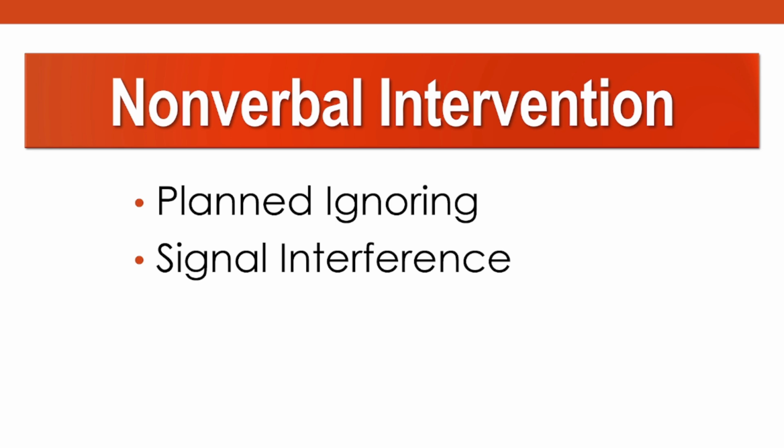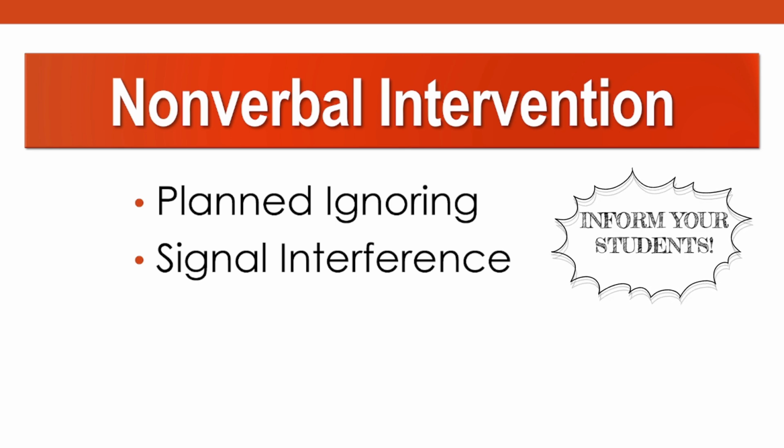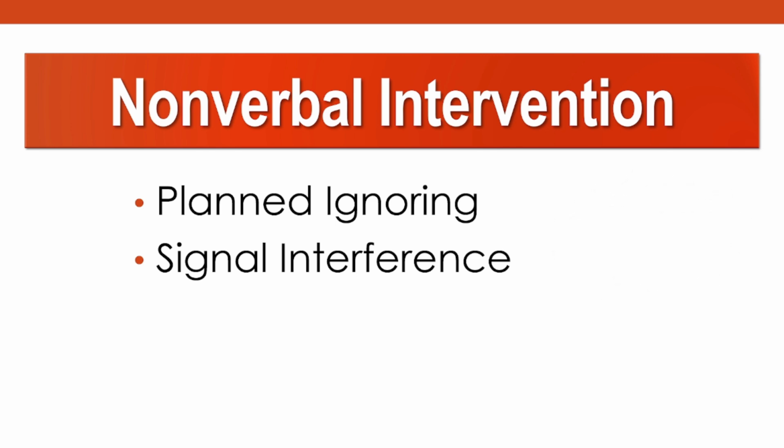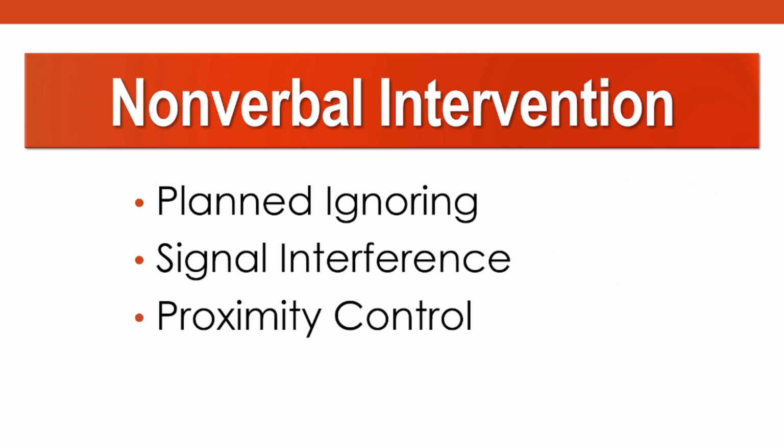Other signals could be the use of hand gestures, or slightly tapping the board or table, enough to make a sound to signal the students to refocus on the lesson. But these signals must be communicated early, so that once you use them in class, the students understand what those signals mean. Third on our list is proximity control.